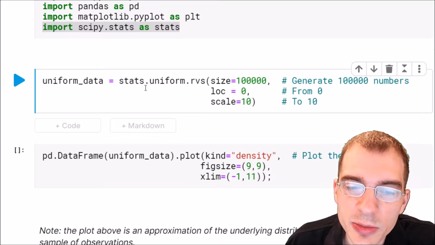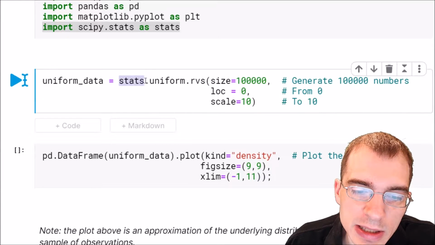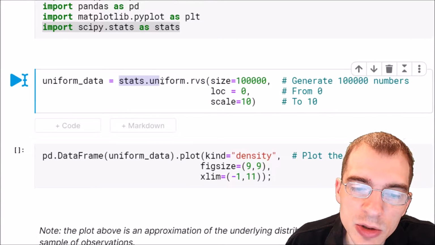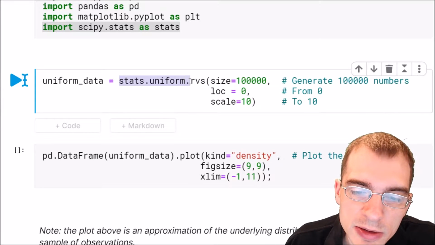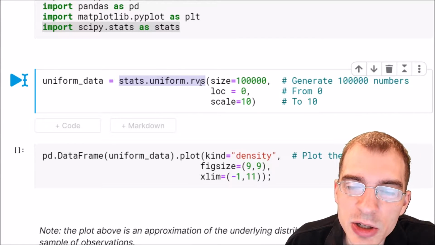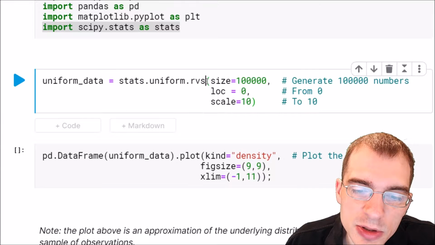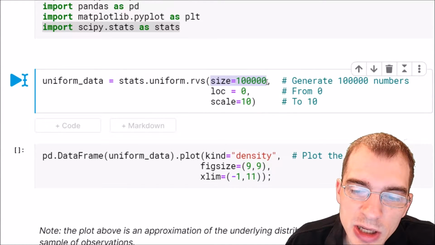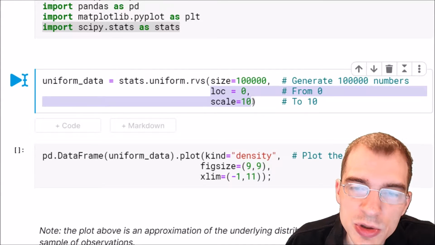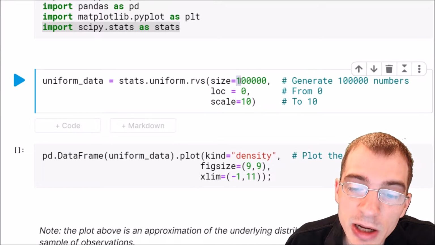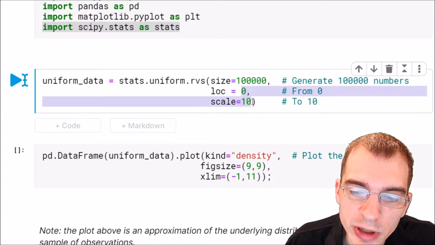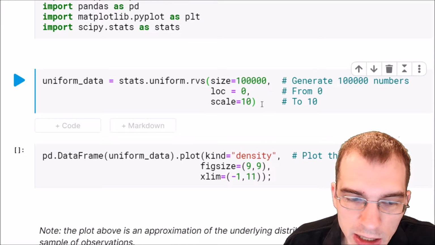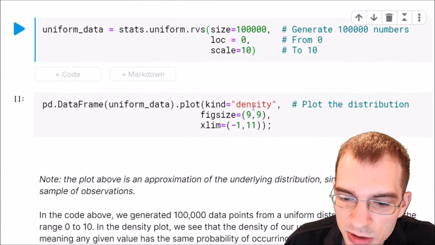To generate some random data, we can use stats.uniform, that's saying use the uniform distribution, and .rvs is the function that generates random data. So we're saying generate random numbers from the uniform distribution, size equals 10,000 means we want 10,000 of them. And then loc and scale shows the range of where we want to generate from. So we're going to generate 100,000 numbers actually between 0 and 10. We'll start by running that to generate the data. It might take a second because there are 100,000.